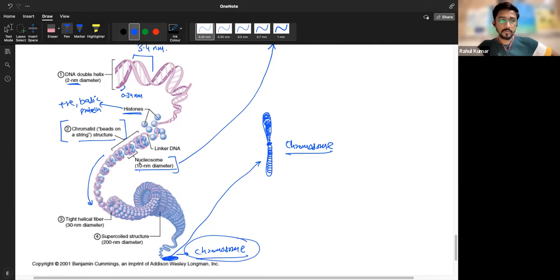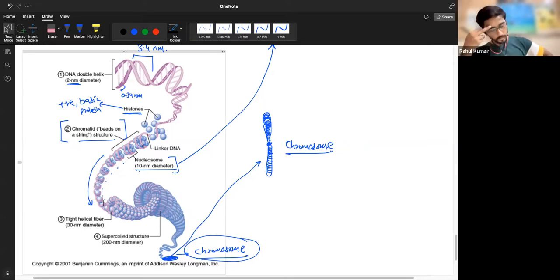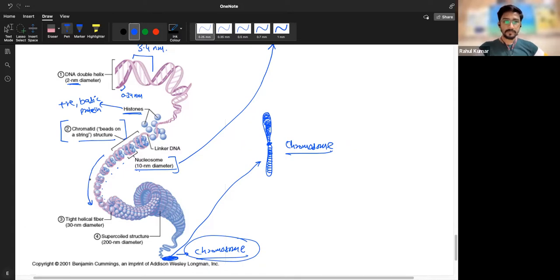Nucleosome makes the repeating unit of a structure. See this unit 1, 2, 3. They are repeating now, right? So nucleosomes make repeating units of the structure in the nucleus and it is called chromatin. Second level of supercoiling is chromatin.